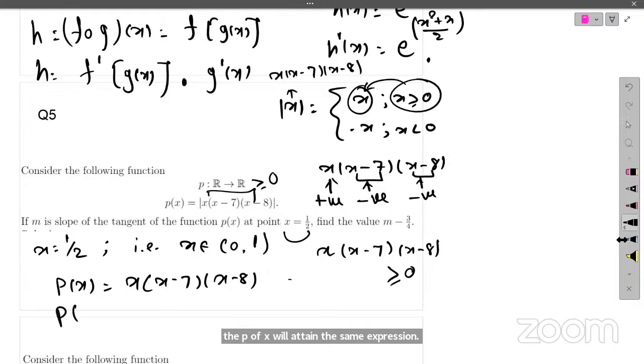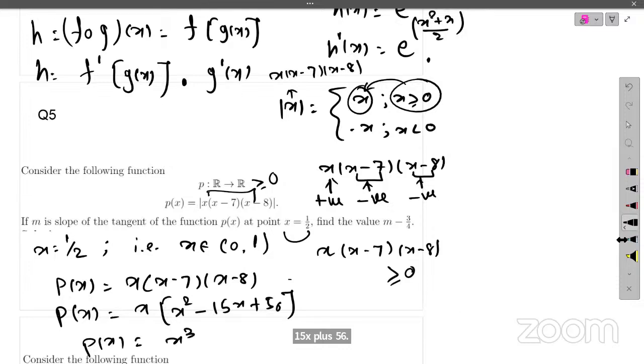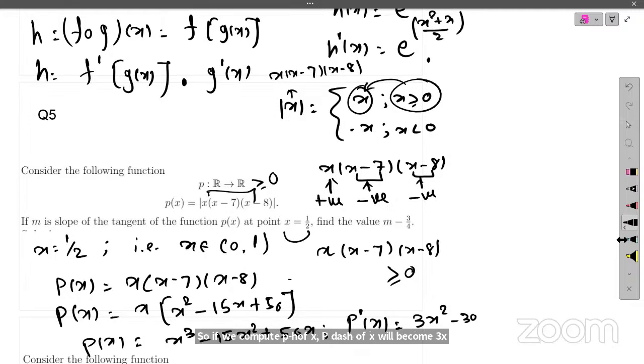Now we just have to differentiate it. For differentiation, we simplify this polynomial. It will become x into, first multiplying these two brackets, x square minus 15x plus 56. Then p of x will become x cube minus 15x square plus 56x. So if we compute, p dash of x will become 3x square minus 30x plus 56, right?